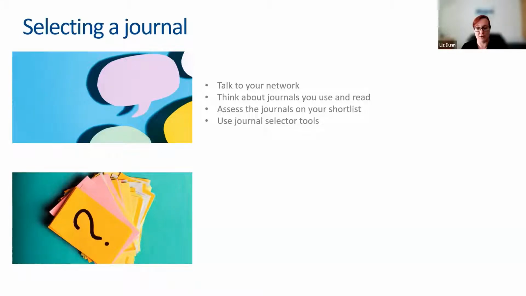For example, do you want to publish open access in a gold open access journal, which I'll talk about a bit later on? Or does your work suit a journal with a really broad scope that you want to reach across different disciplines, or maybe something a bit more specialised within your own field?